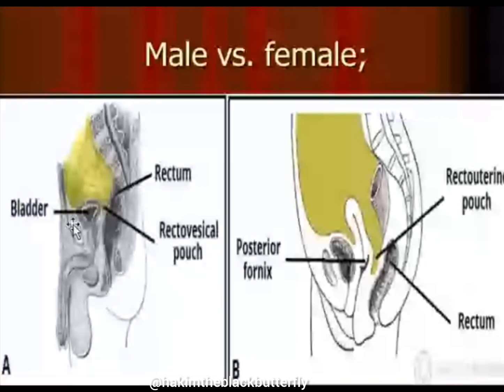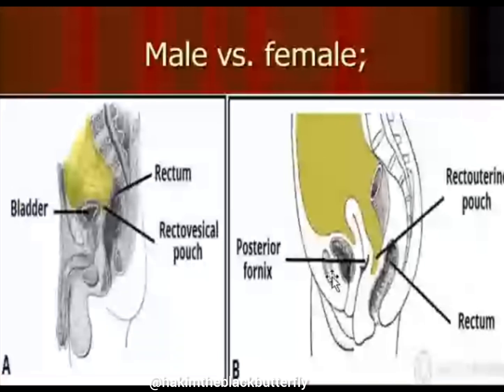Here we have the symphysis pubis, urinary bladder, rectovesical pouch, extension of the peritoneal cavity between the rectum and the urinary bladder. Vesico for urinary bladder, rectal for rectum. So this extension of the peritoneal cavity between the rectum and the urinary bladder is what we call the rectovesical pouch. And then the rectum. After the rectum, you have the sacrum.